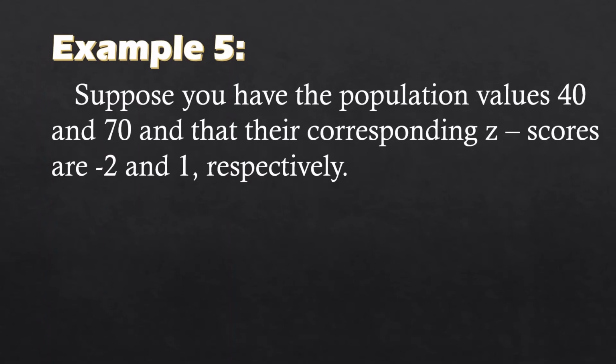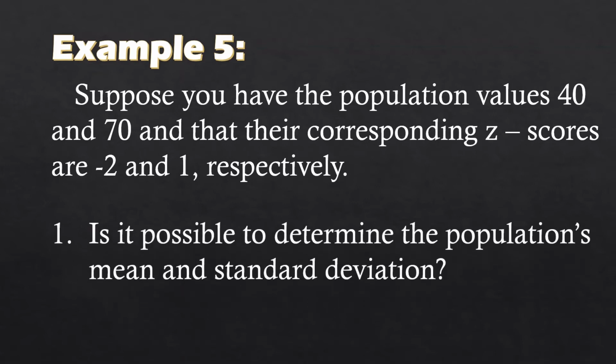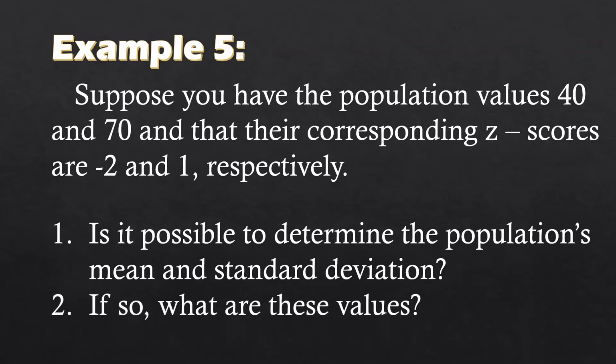And for our last problem in conversion of the z values, or the standard values, to the normal values, and vice versa, we have here the last problem. Suppose you have the population values 40 and 70, and their corresponding z-scores are negative 2 and positive 1 respectively. First question, is it possible to determine the population's mean and standard deviation? Second, if so, what are these values?